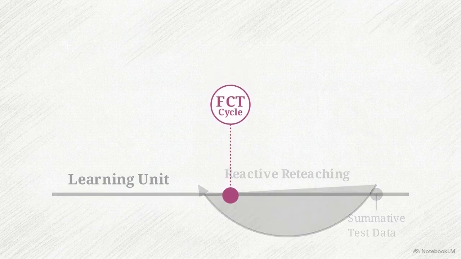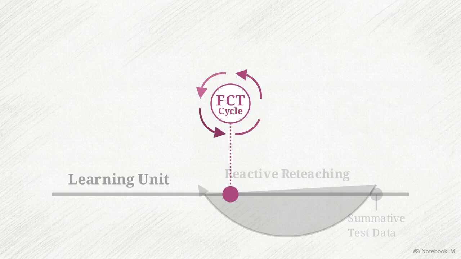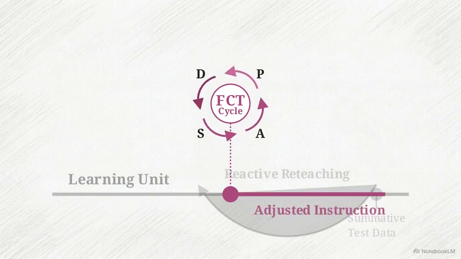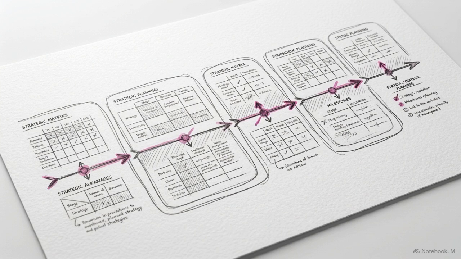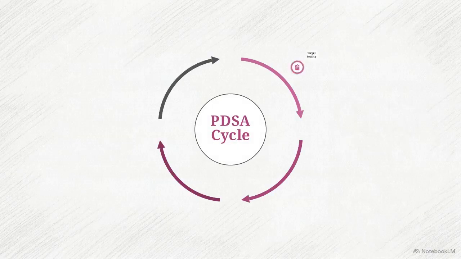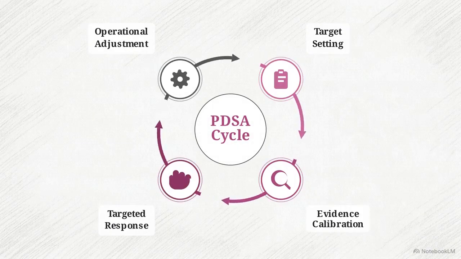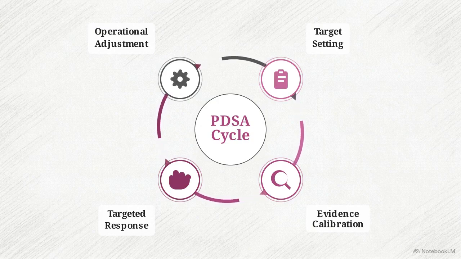A focus collaboration team, or FCT, is designed to shift that timeline. The goal is to identify specific learning barriers and adjust instruction while the unit is still in progress. This 18-week, 6-phase rollout functions as a structured sequence to build internal teacher expertise. It focuses on developing the specific capabilities teams need to manage their own instructional cycles.